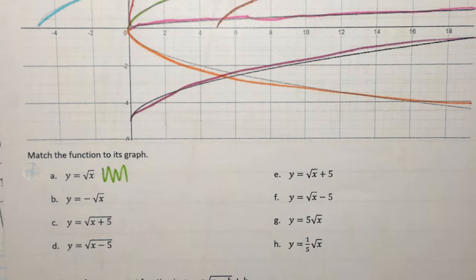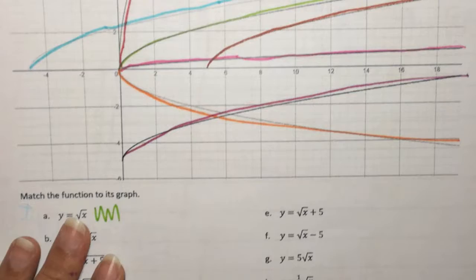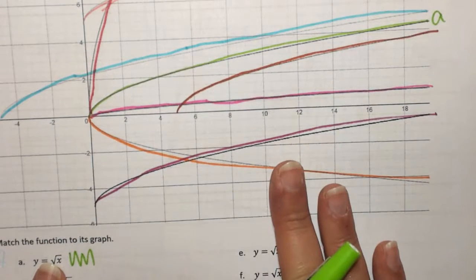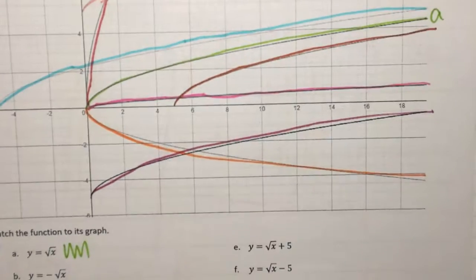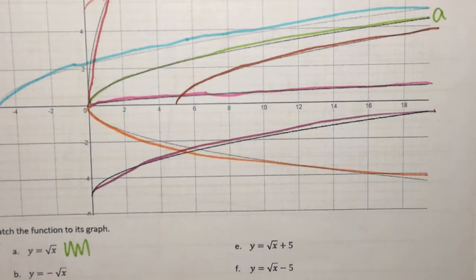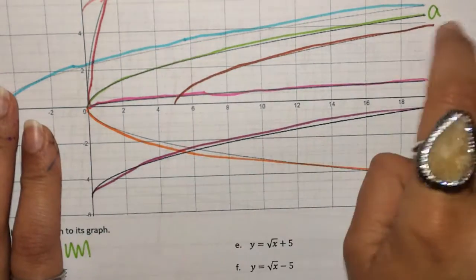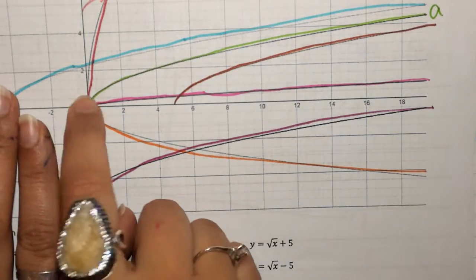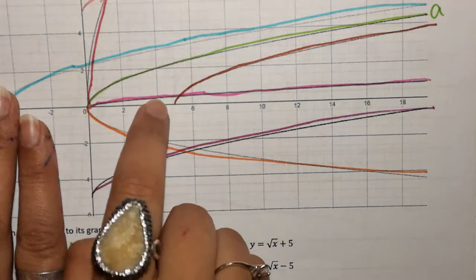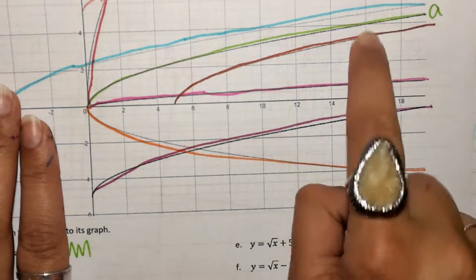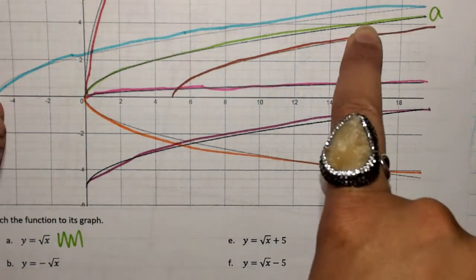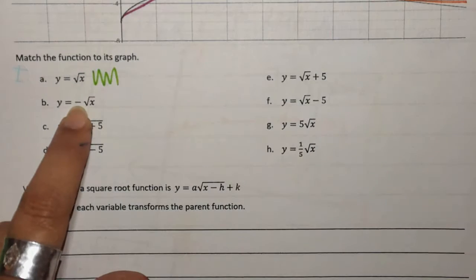Okay, the square root of x. The graph of it is this one right here. This is our parent function. It has to pass through 0, 0, 1, 1, 4, 2, 9, 3, which that does, and 16, 4. That passes through it. Now, negative, what does negative do?